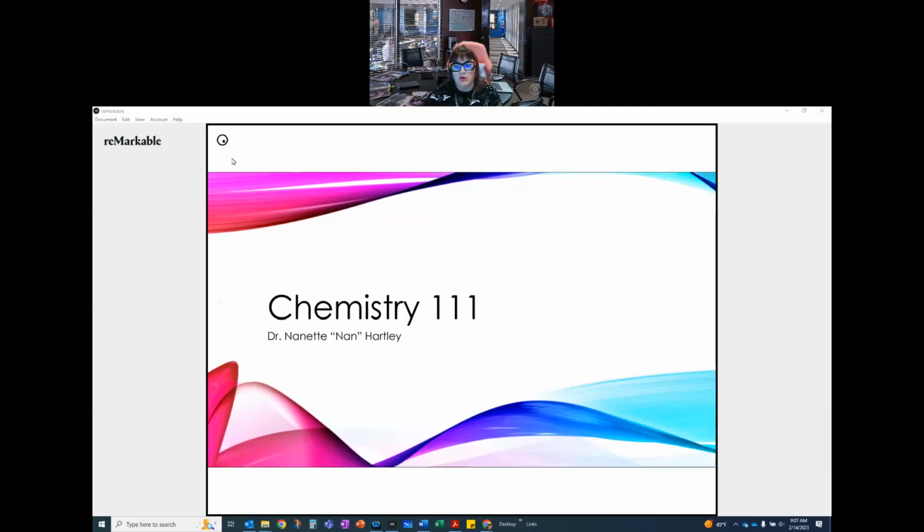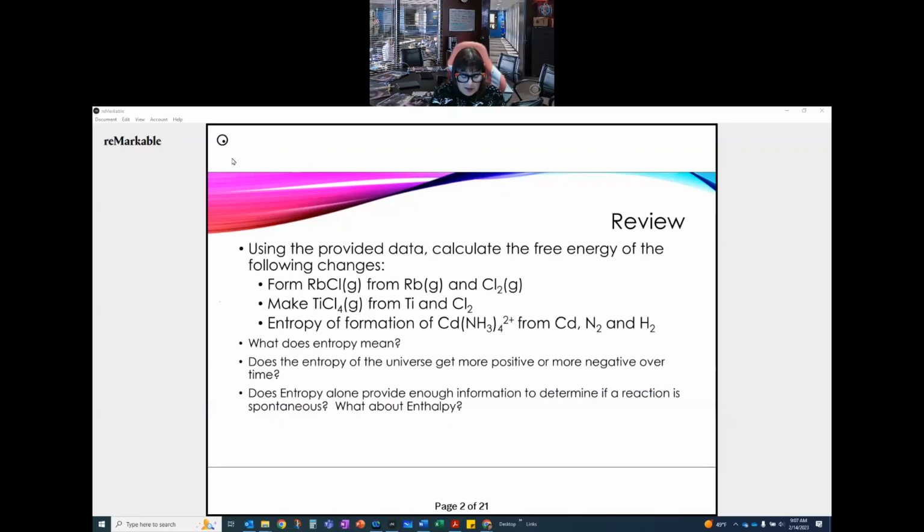But of course, we always have to start with our review from last time. So let's talk about what we talked about last time. Using the provided data, calculate the free energy of the following changes. I did not mean free energy, I meant entropy. I have to make some typo fixes in this.